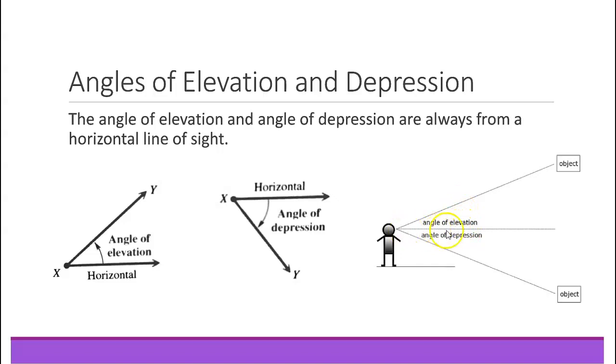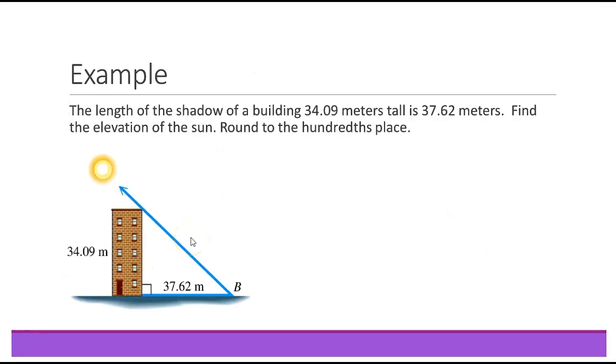And then the angle of depression, again, is from that horizontal line of sight looking down at maybe some other object. So maybe what might help understand this is the word depress or depression in angle of depression. Like if you're looking straight ahead, if you're depressed, maybe you're going to look downward from the horizontal line of sight. Let's move on and look at some examples.